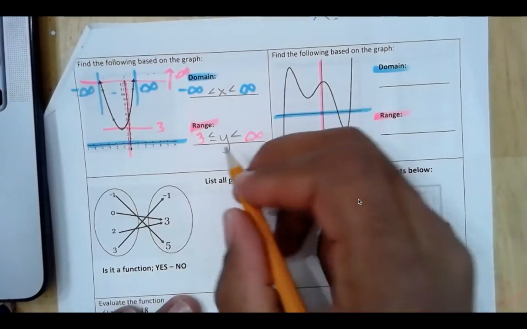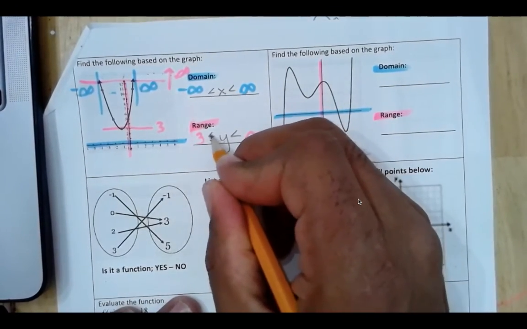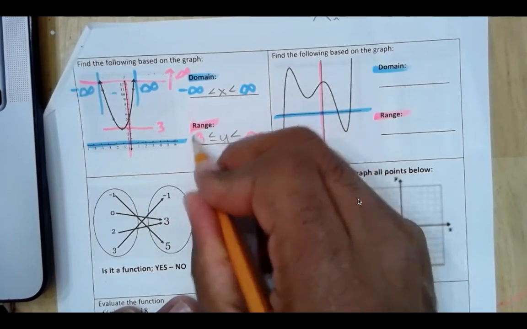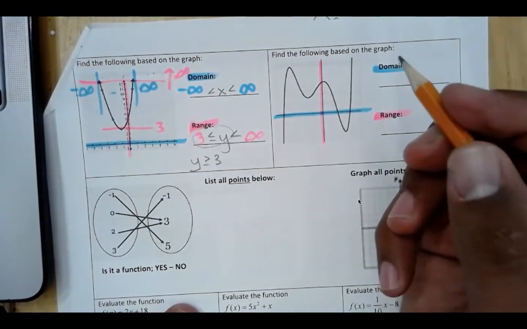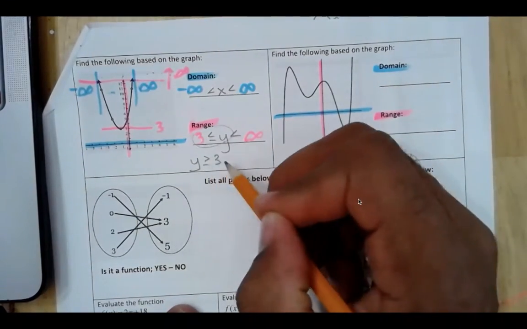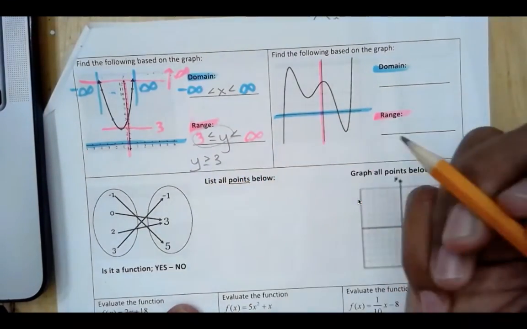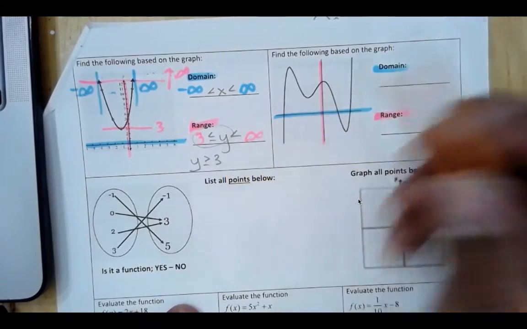The second way I can write this is, notice it says y is greater than or equal to 3. I can just pull that part out and write that part alone, because that pretty much sums up the range. It's just y is everything greater than or equal to 3. Either of these ways are acceptable.